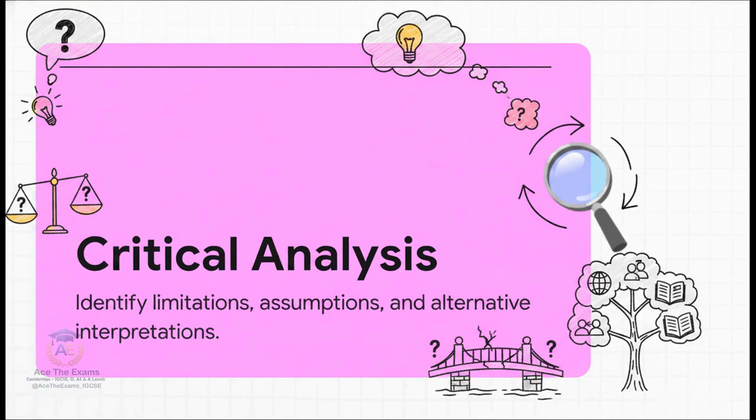This definition right here is everything. Critical analysis is evaluating evidence quality by identifying limitations, underlying assumptions, and alternative interpretations. Top-scoring candidates do not blindly accept the premise of the prompt. No way. They actively stress test it. They ask, what is this source assuming? What are the limitations of this data on economic development? Is there an alternate way to view this social issue?